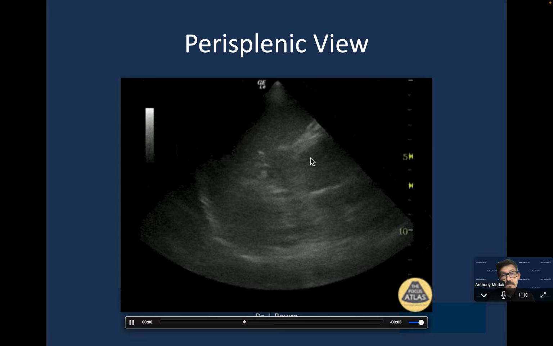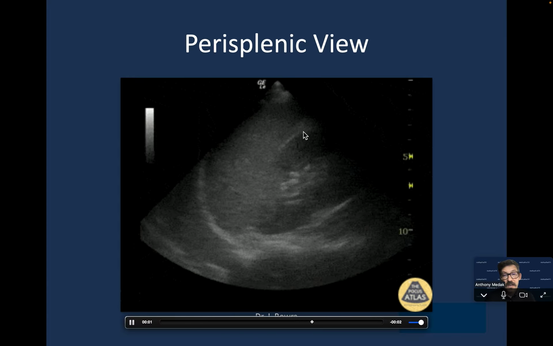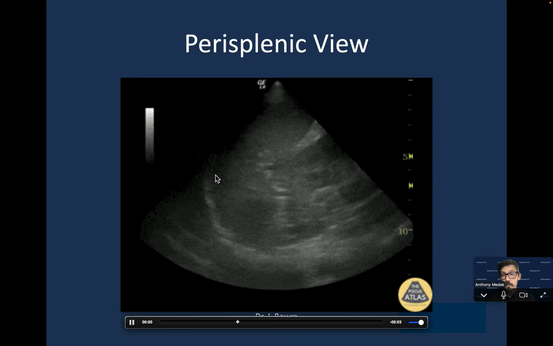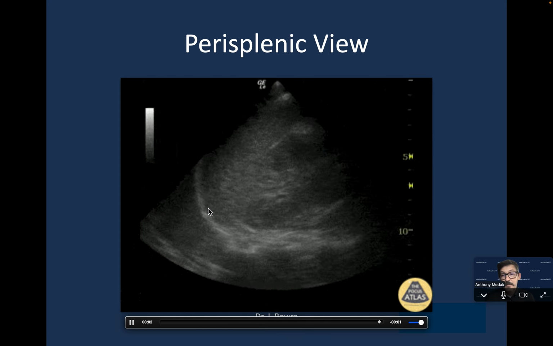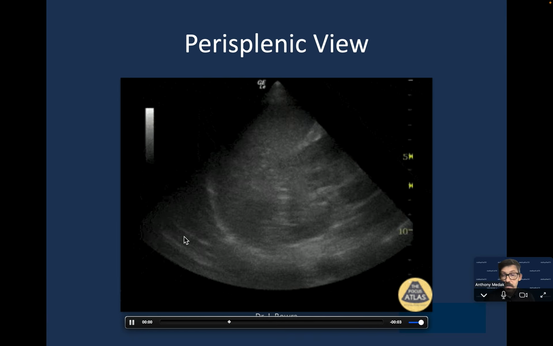It's a potential space. So the kidney and the spleen abut one another. And all that's between them is a little bit of fascia and perinephric fat. Totally normal. This is the diaphragm. And then above the diaphragm, you have normal aerated lung.